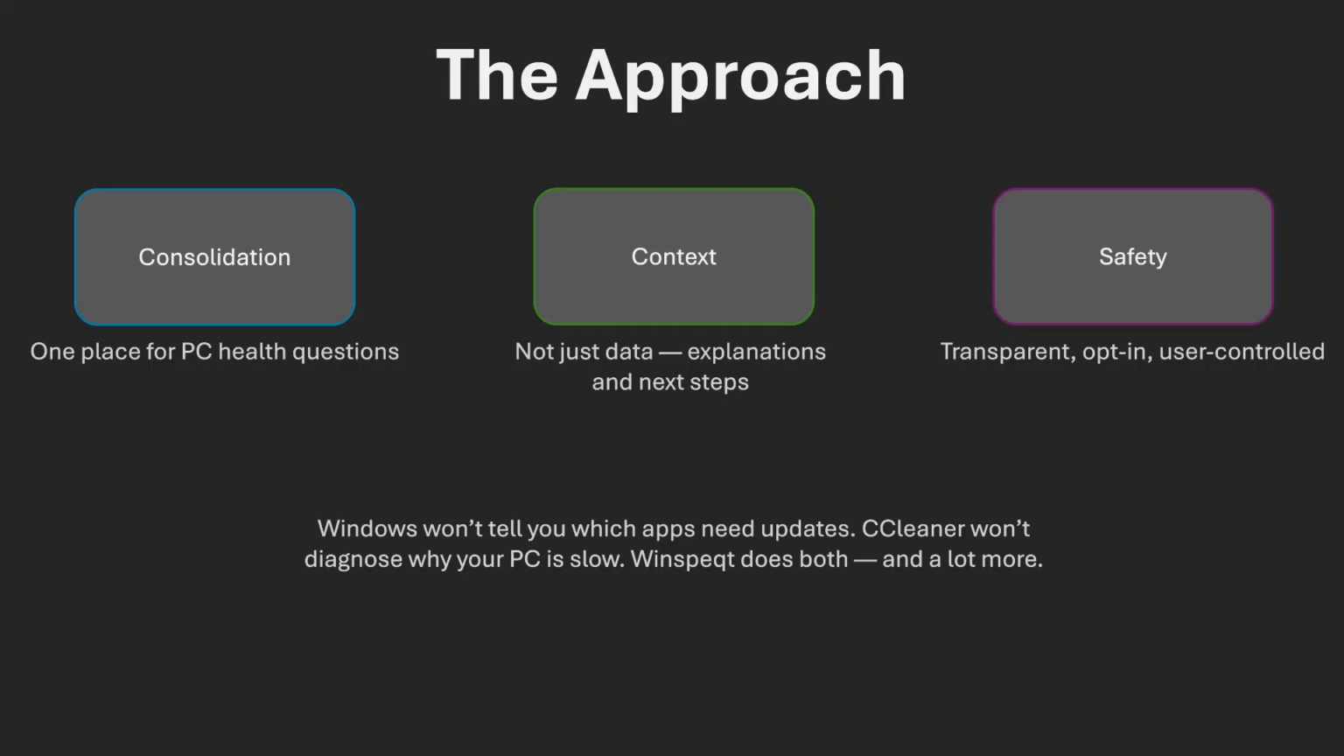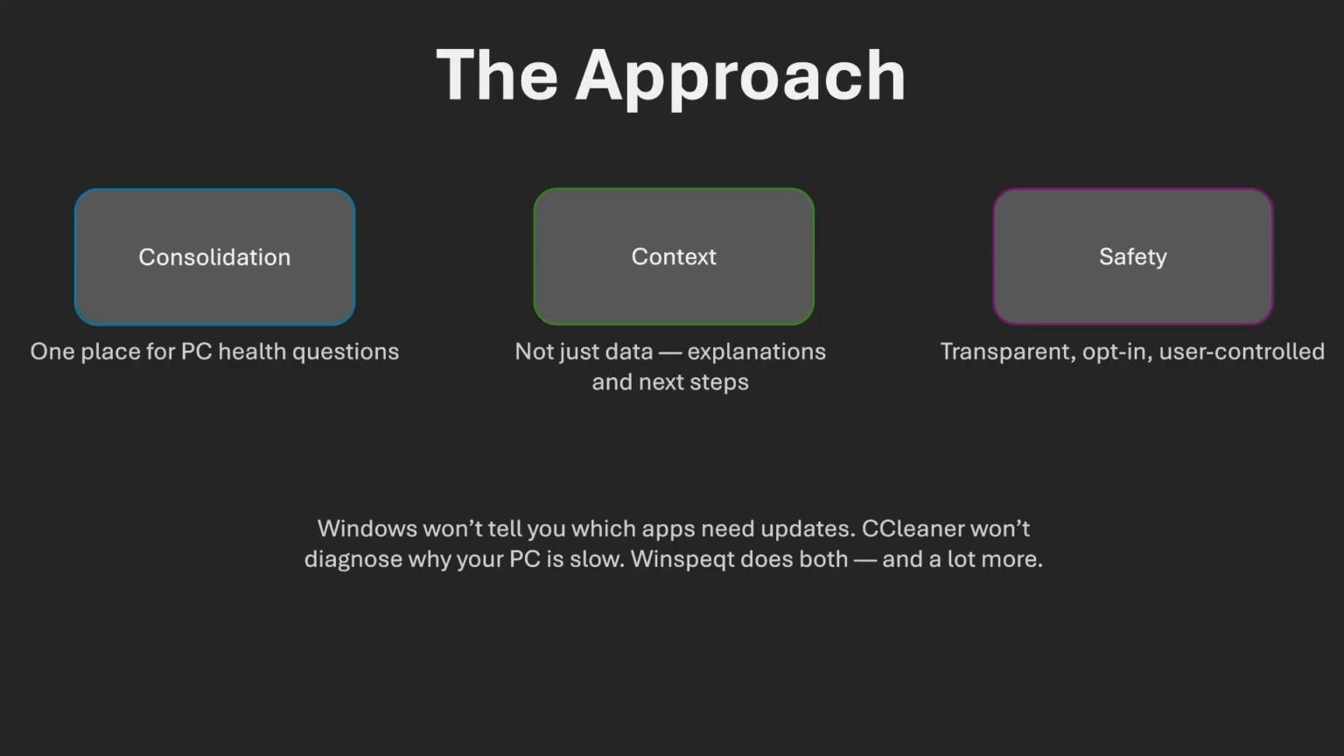We're not just surfacing raw data, we're interpreting it. A number on its own doesn't help anyone. Every feature in Winspeqt is designed to tell the user not just what is happening, but what it means and what they should do about it. This is what separates Winspeqt from the alternatives. Most tools assume the user already understands what they're looking at. We don't make that assumption.